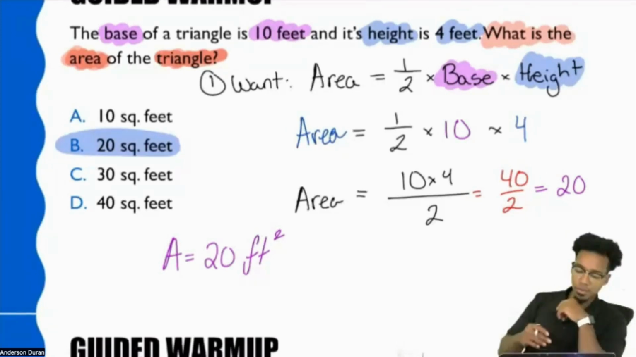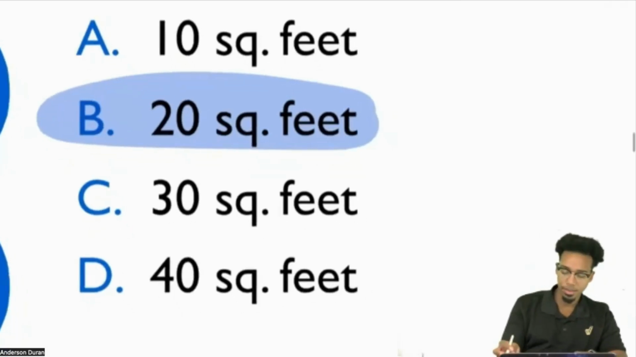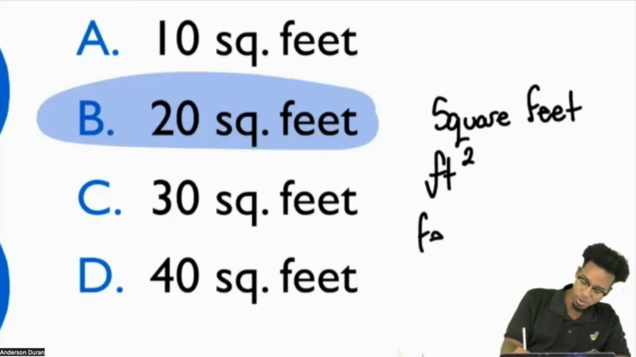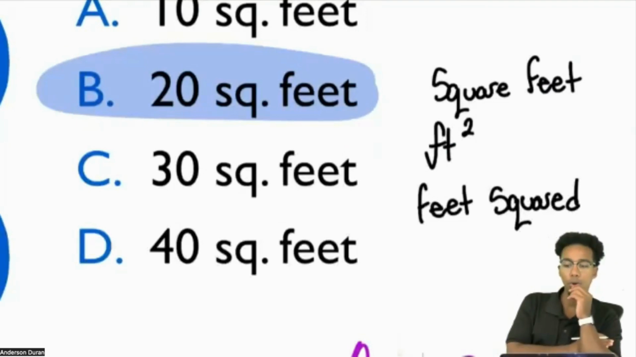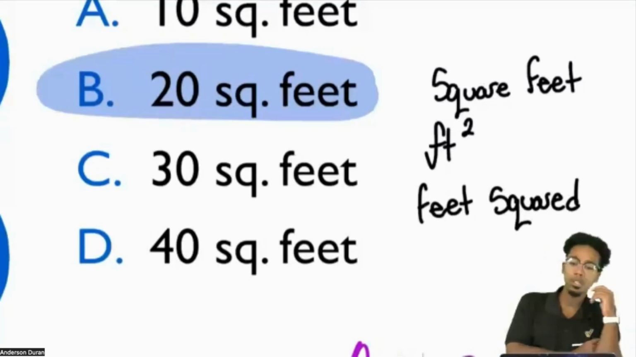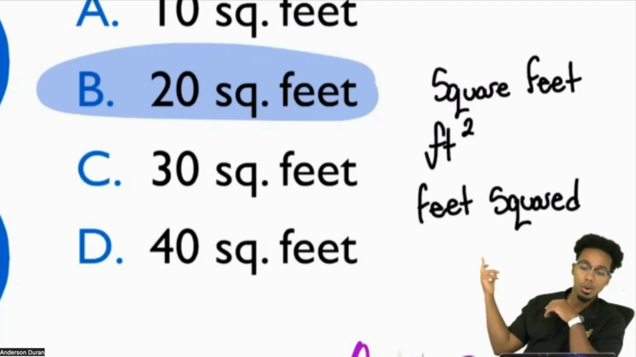The answers are in square feet. So the answers are saying square feet. You can go ahead and write it like this, like this, or like this. These are all the same way of saying it. The SQ with the dot is basically shorthand for square feet. You can say square feet literally. You can say feet squared with the exponent, or feet squared like that.